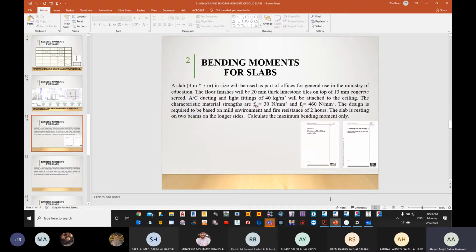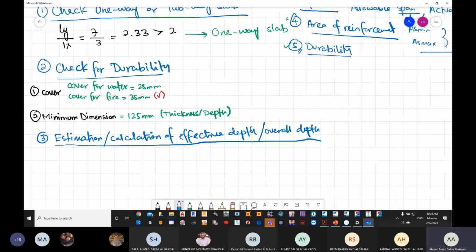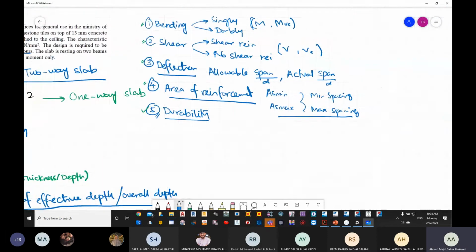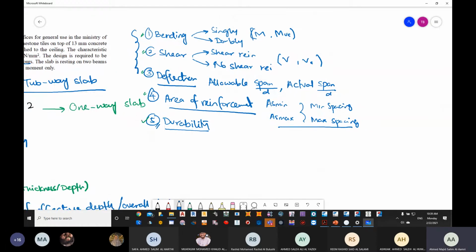Okay, now for us, slab will fail majorly in what exactly? If we talk about the three main things here, slab will fail mainly in which one? In bending, or shear, or deflection? What do you think? Since you have already taken design one. Slab will normally fail in bending. Okay. Others? Anybody is having another opinion?